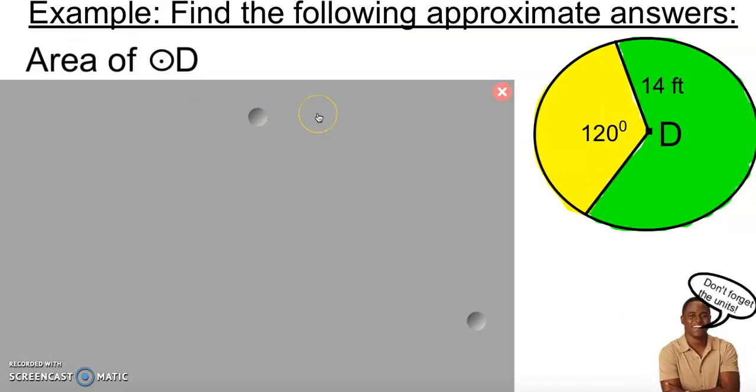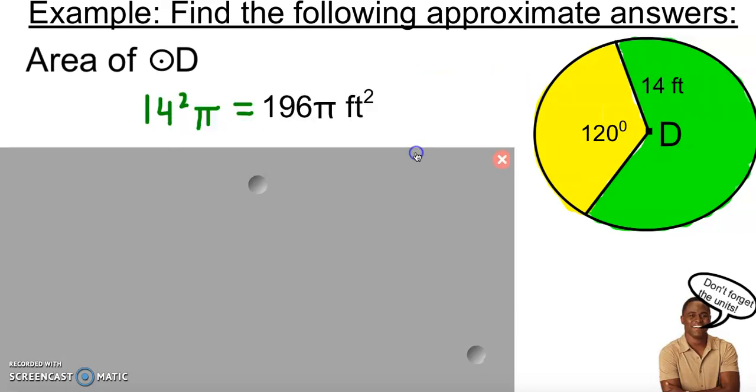All right, so I want to find the area of these sectors here. So first thing I need to do is find the area of the circle. The radius is 14, so that's going to be 14 squared times pi, and that is 196 pi. So the area of the entire circle is 196 pi feet squared.